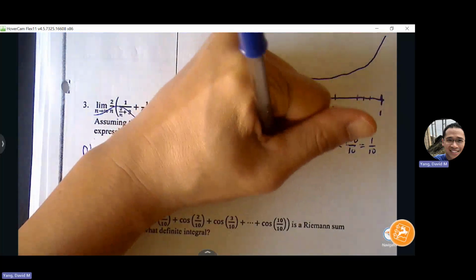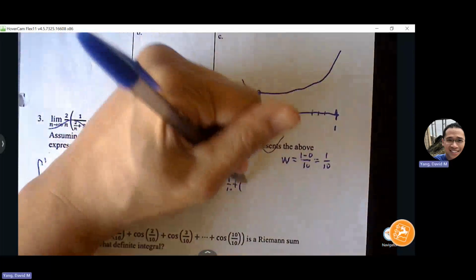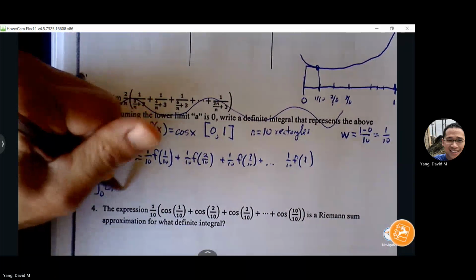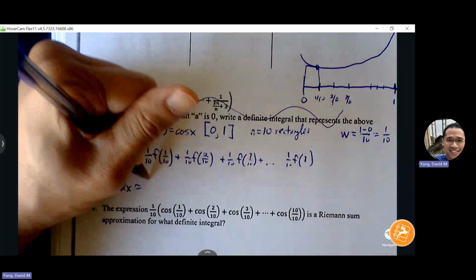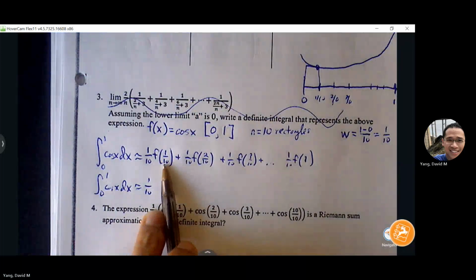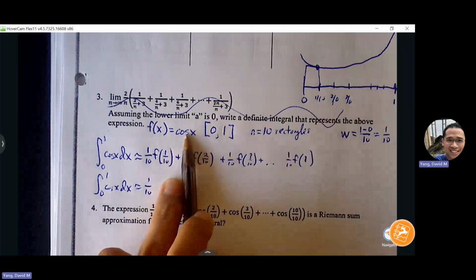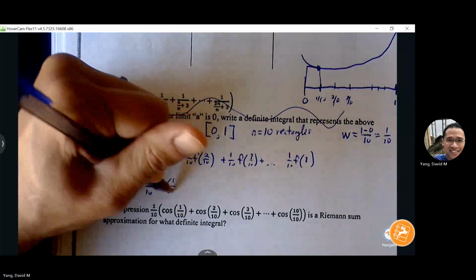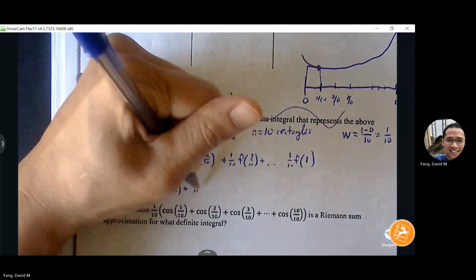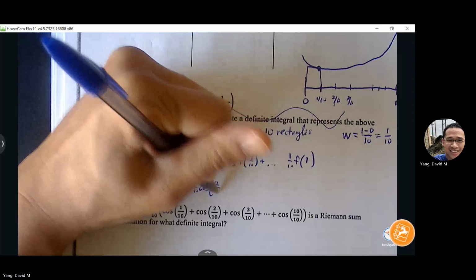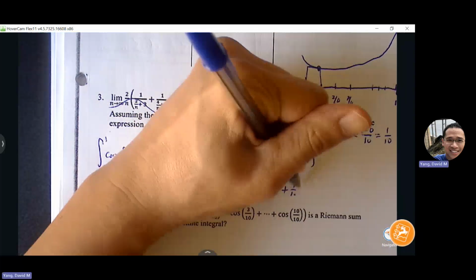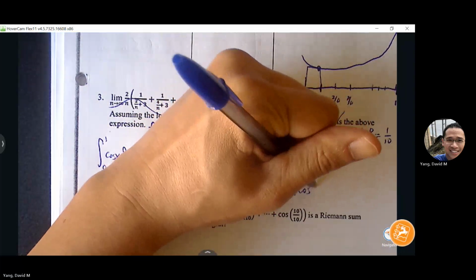What's going to be the last one? Right rectangles, so 1. Okay, so 1/10, this is the same thing. Now, if I were to plug this into the function, what would it be? Cosine of what? 1/10. The last one is cosine of 1.